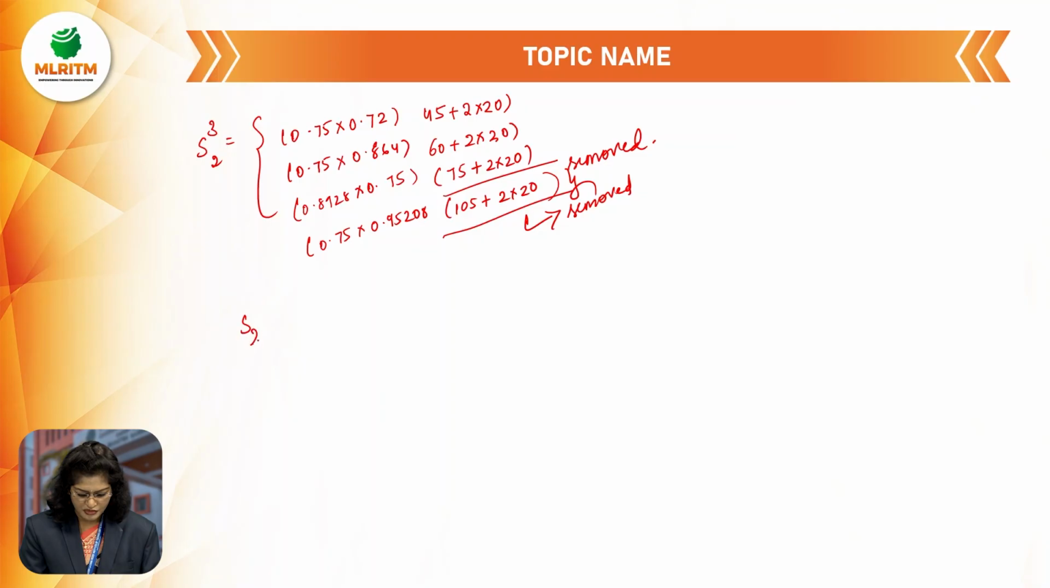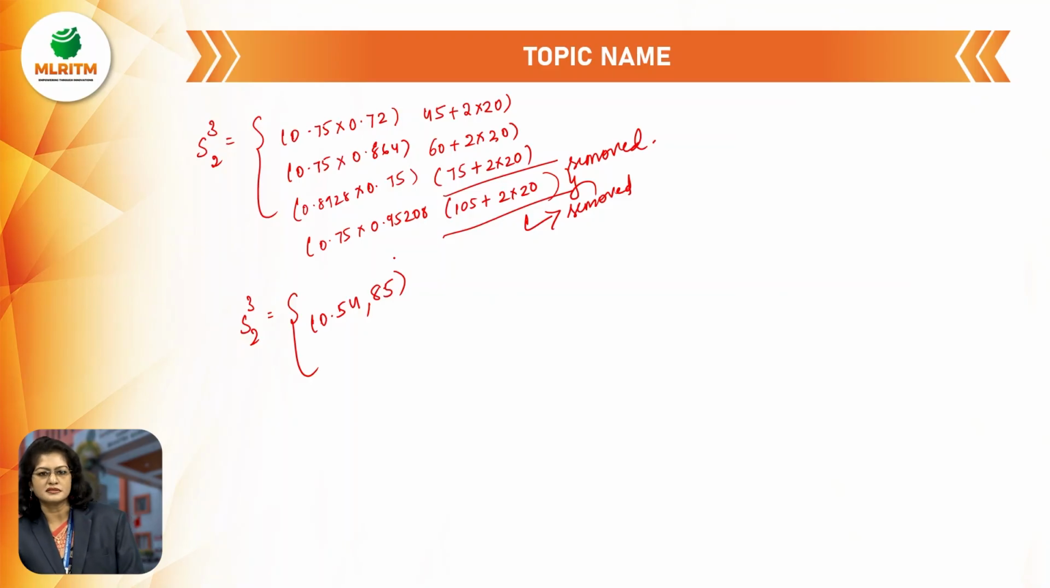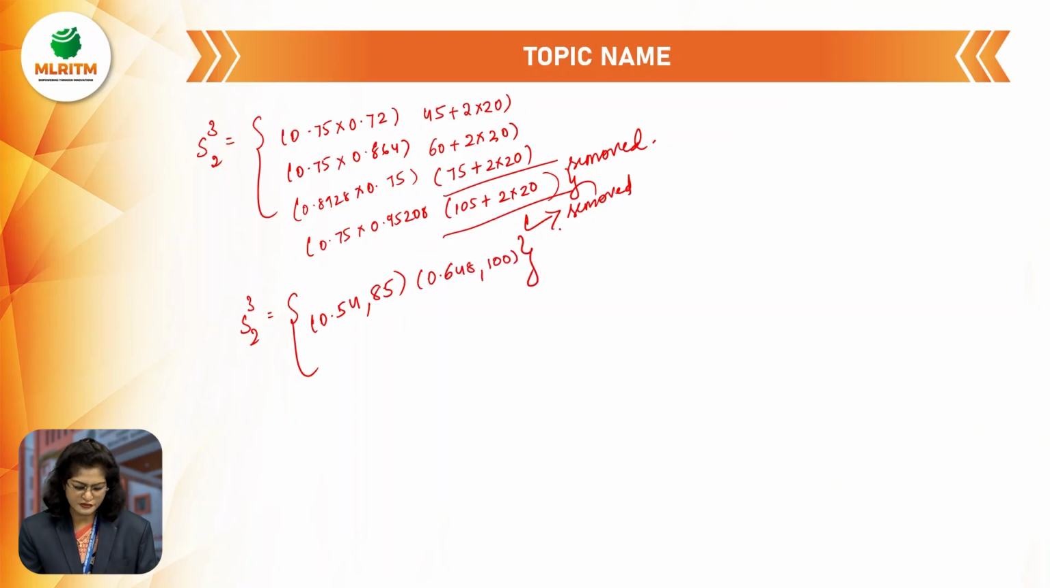Now we are going to get S2 3 is equals to 0.54, when we calculate that, and you are going to get what? 85. 45 plus 40. Alright. And next 0.648 comma 100. This is the part. So this is 85 and this is 100. We got the S2 value.